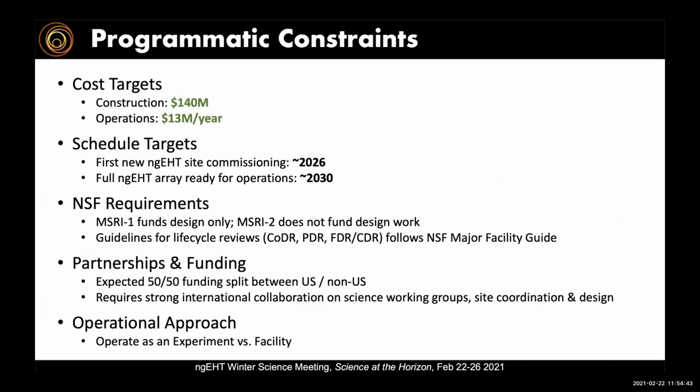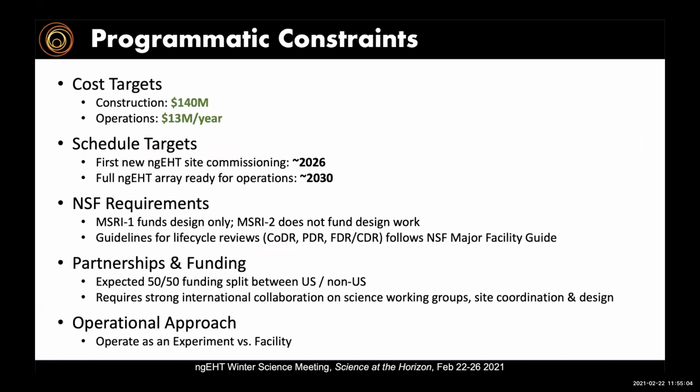Programmatic constraints, Shep touched on a number of these. I'll just reiterate a couple. Cost, of course, is a major factor. We're looking at a construction cost of around 140 million, with operating costs of 13 million per year. We're early in this stage. We don't even have all the sites selected yet. So this is an early estimate.